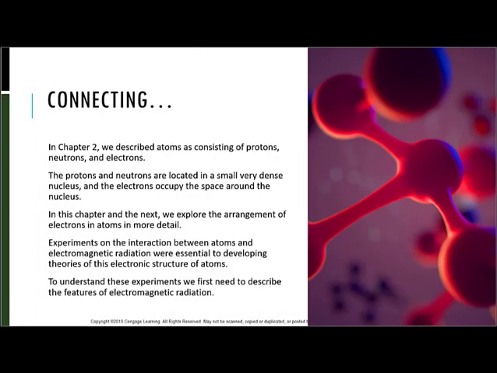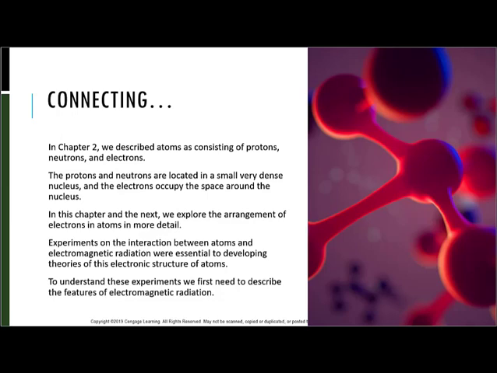Back at the beginning of this class, we described atoms as consisting of protons, neutrons, and electrons. The protons and neutrons are located in a small, very dense nucleus, and if you remember, the electrons occupy the space around the nucleus. In this chapter and the next one, we're going to explore the arrangement of electrons in atoms in more detail. Experiments on the interaction between atoms and electromagnetic radiation were essential to developing theories of this electronic structure of atoms.